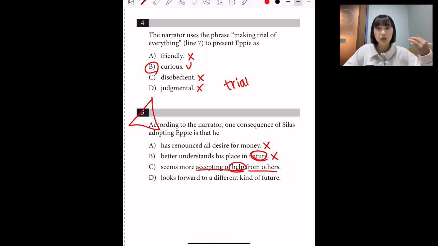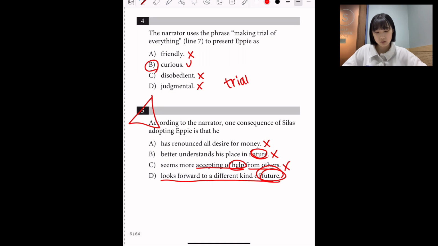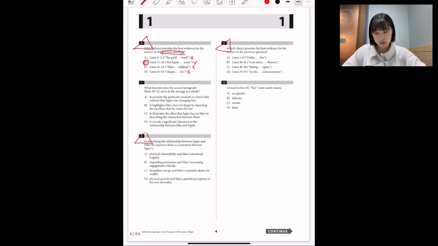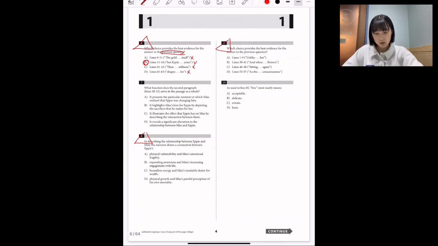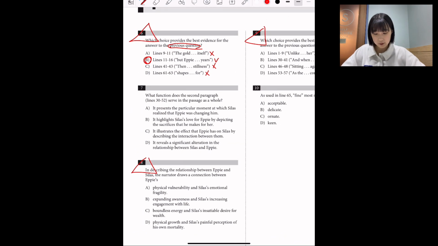There's nothing that implied that he was more accepting of help, so we're going to disregard that. D looks forward to a different kind of future. Right here, it's exactly what I just briefly explained in the choice that we made in 6. So D is clearly the answer. And we're going to look at 7.